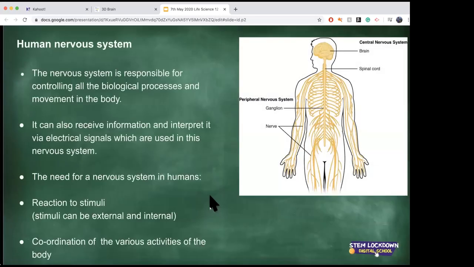Now, the human nervous system is responsible for controlling all the biological processes and movement in the body. It can receive information, it interprets information, and then it reacts to the information. We need a nervous system in humans to react to stimuli. Stimuli can be external, so outside the body, or internal, from inside the body, and it coordinates the various activities of the body. The central nervous system is incredibly important for the organizing of everything you do.